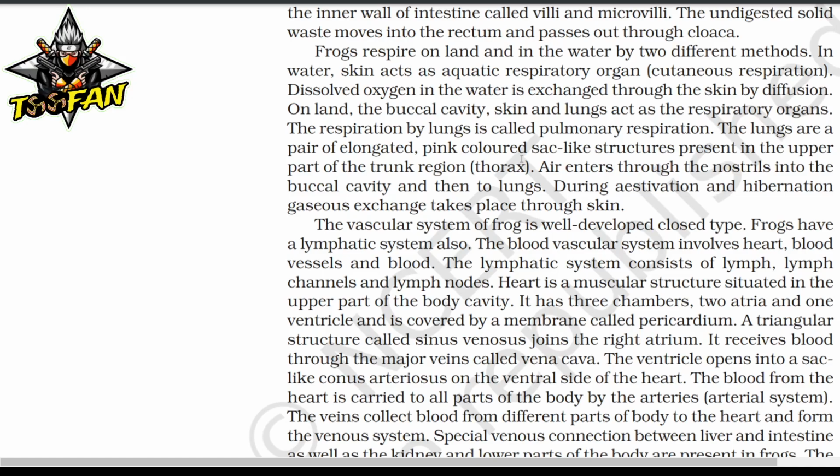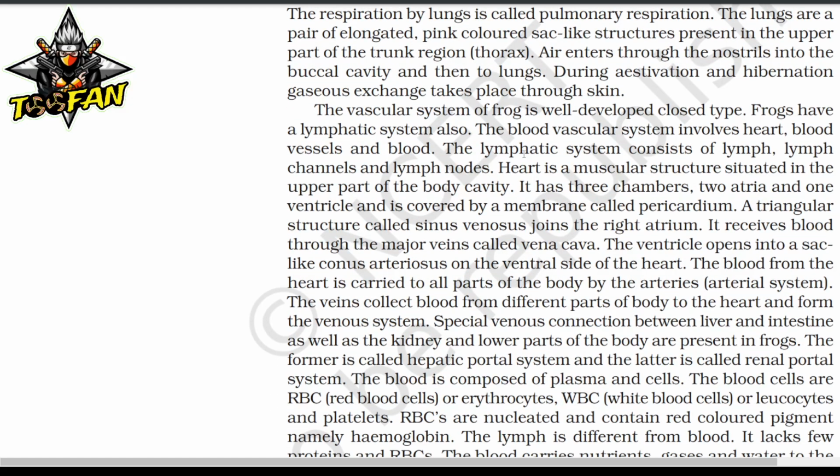A triangular structure called sinus venosus joins the right atrium. It receives blood through the major veins called vena cava. The ventricle opens into a sac-like conus arteriosus on the ventral side of the heart. The blood from the heart is carried to all parts of the body by the arteries, the arterial system. The veins collect blood from the different parts of the body to the heart and form the venous system. The special venous connection between liver and intestine, as well as the kidney and the lower parts of the body, are present in the frogs. The former is called hepatic portal system and the latter is called renal portal system.